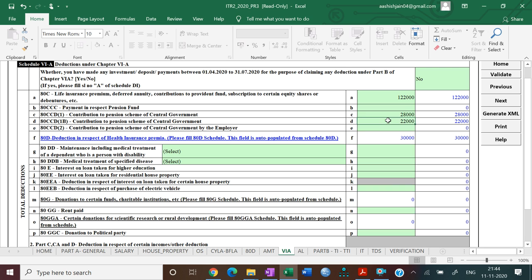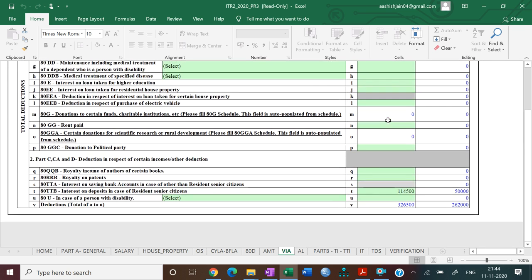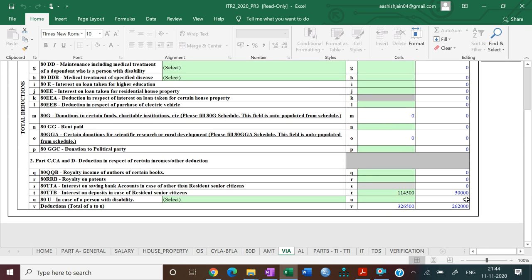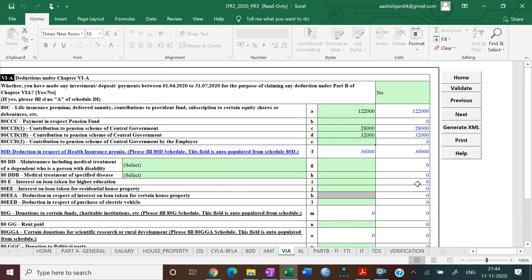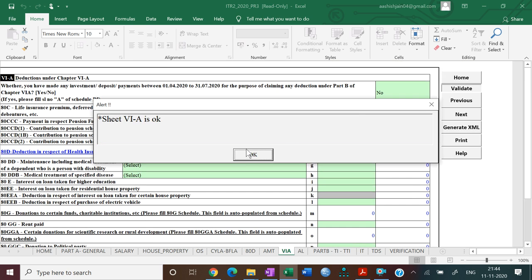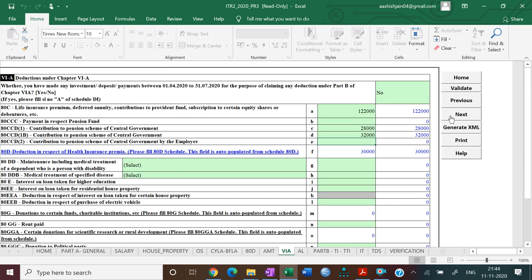Okay, sorry, this will be 32,000 instead of 22,000. Sorry. Now the total amount of deduction will be 2,62,000. Now validate the sheet. Sheet is okay, and then move to next.